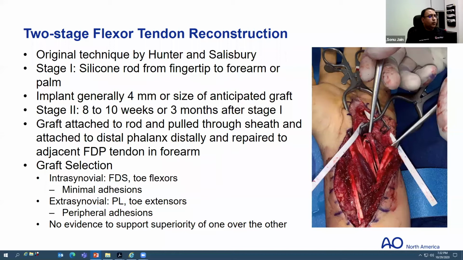So when you're doing this, you have to figure out what kind of graft you want for this. Well, you'll hear terms such as intrasynovial or extrasynovial. So your intrasynovial grafts are your FDS or your toe flexors, and people like these because they theoretically have less adhesions. And the extrasynovials tend to have more adhesions, but they're more readily available, such as the palmaris longus, which we typically use a lot for repairs. But there's no real evidence to support the superiority of one over the other.